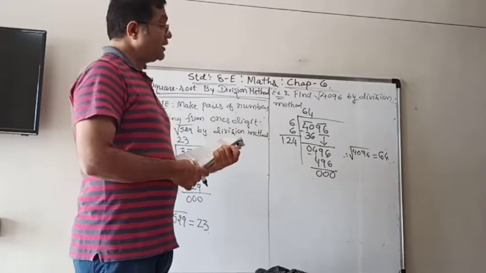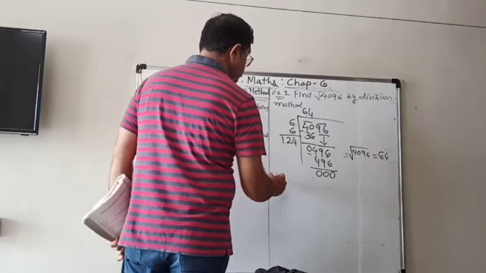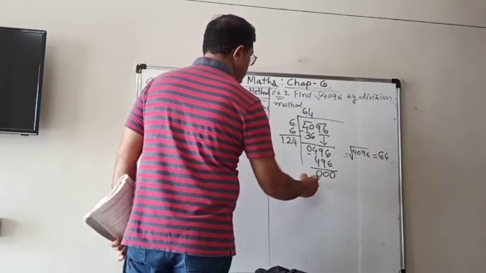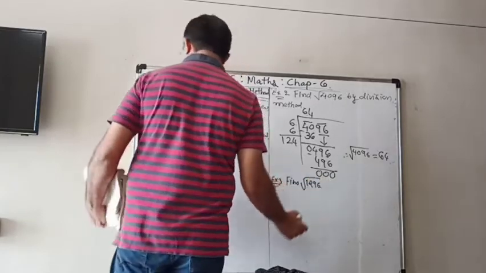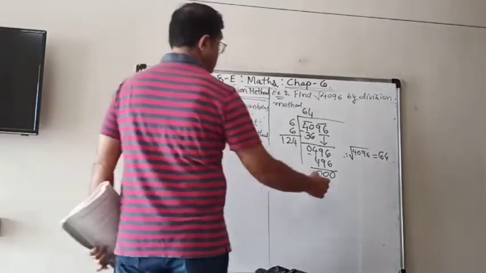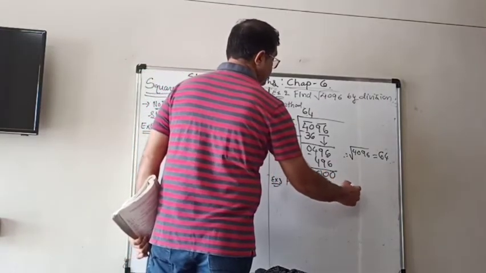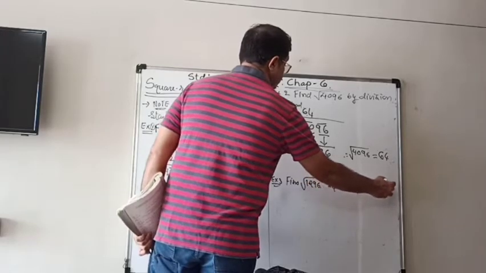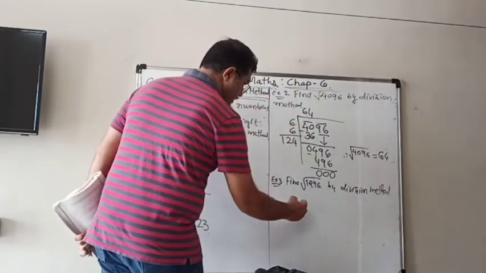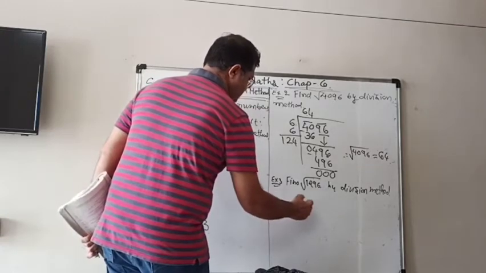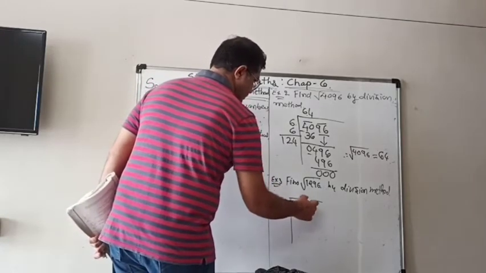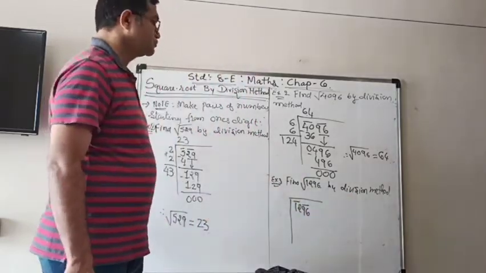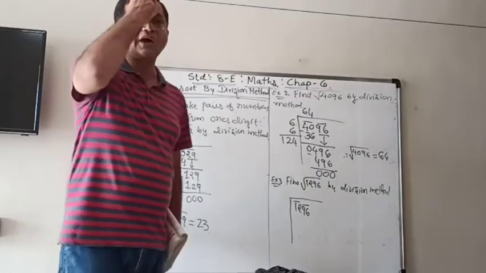So by this method, let's try another number. Find the square root of 1296 by the division method. So now 1296, then make the pairs, so we get 2 pairs here. Now the first pair is 12.